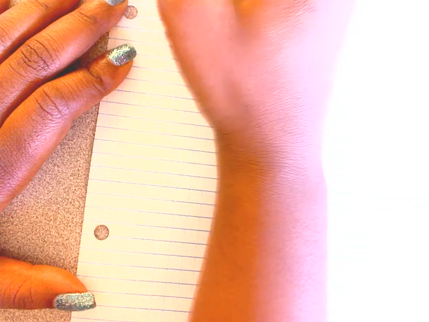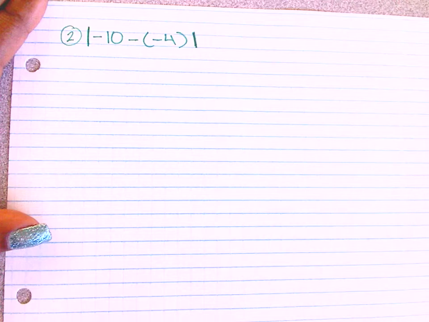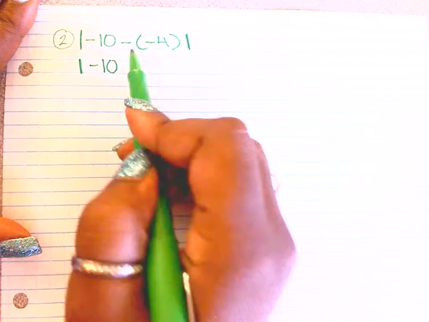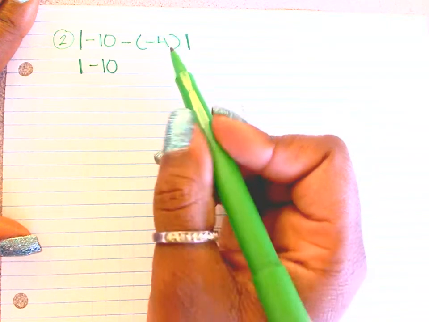Last example. Using absolute value. The absolute value of negative 10 minus negative 4. Negative 10 minus negative 4. So going back to step 1, we have to solve what's inside the parentheses. So, the first thing I'm going to do is rewrite it. Negative 10. Oh, there's two negatives next to each other. That means they like each other. They're so happy and positive. So that becomes a plus 4.